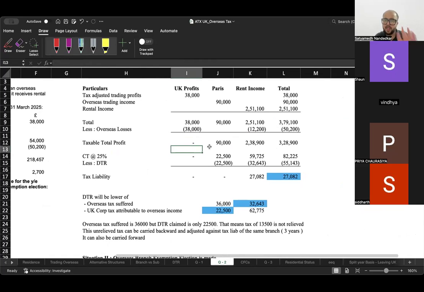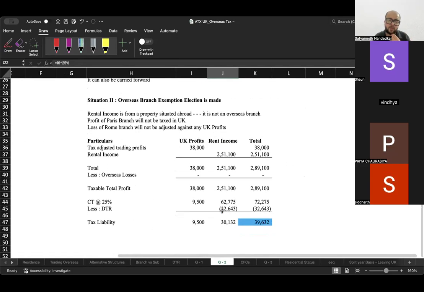How is DTR? DTR is lower of overseas tax suffered. On this 90,000, what is the overseas tax suffered? 90,000 into 40%, that is 36,000. And what is tax on this income in the United Kingdom? इसका 25%, that is 22,500. The lower of the two will be considered as double taxation relief.